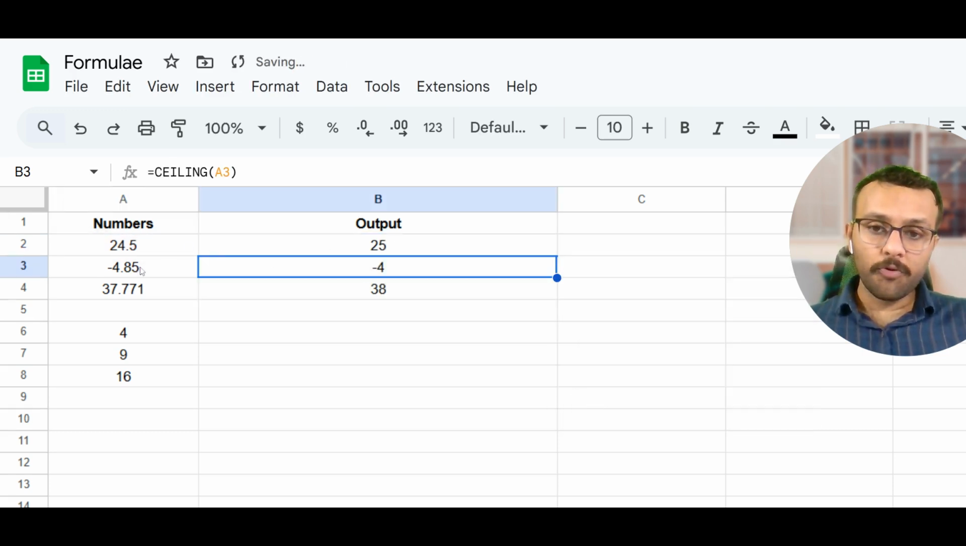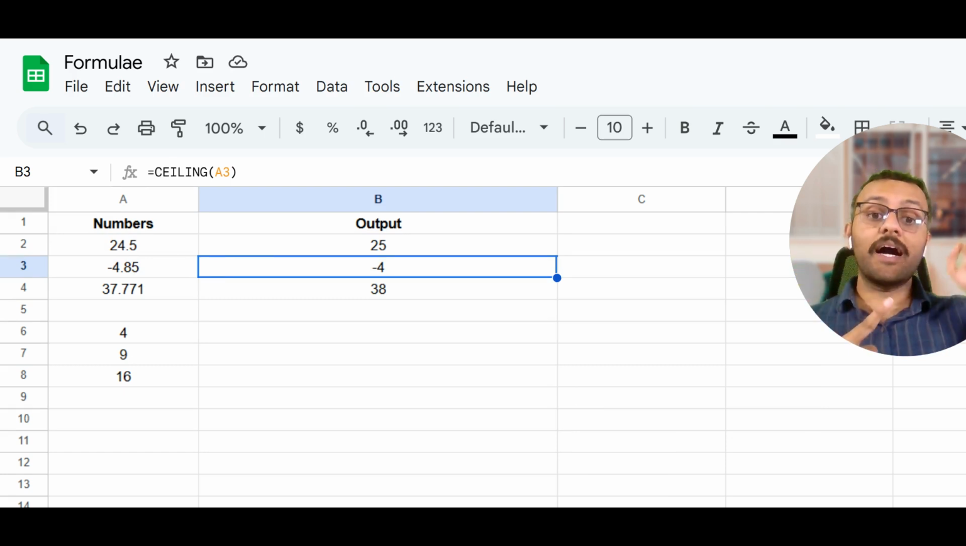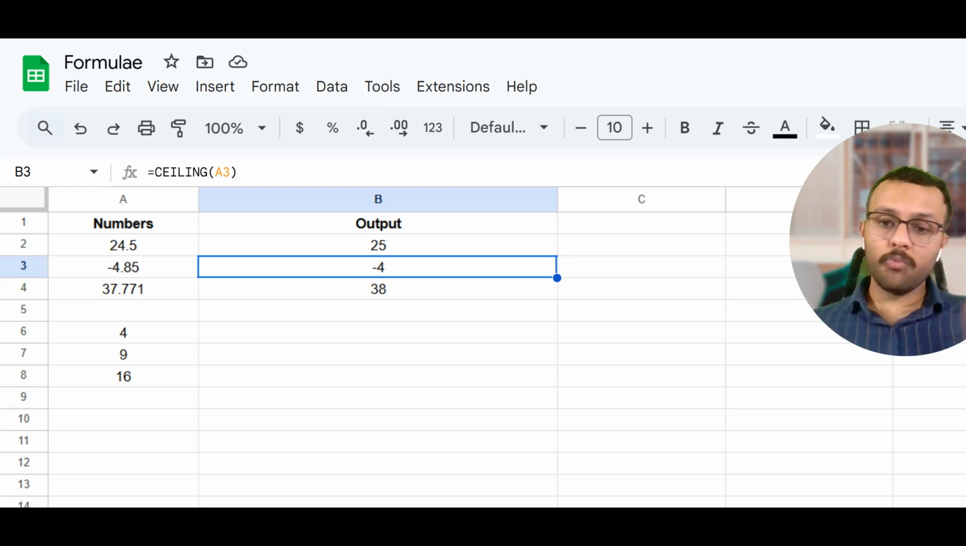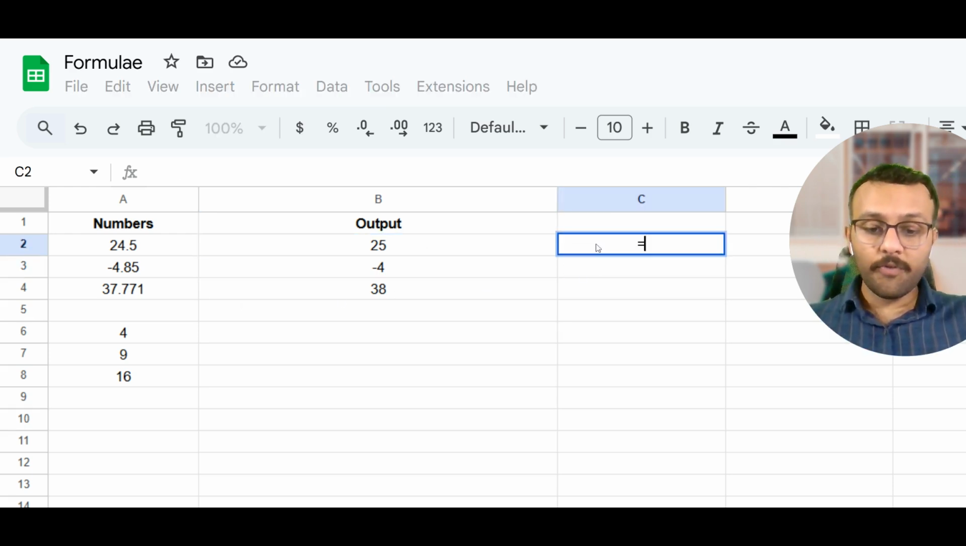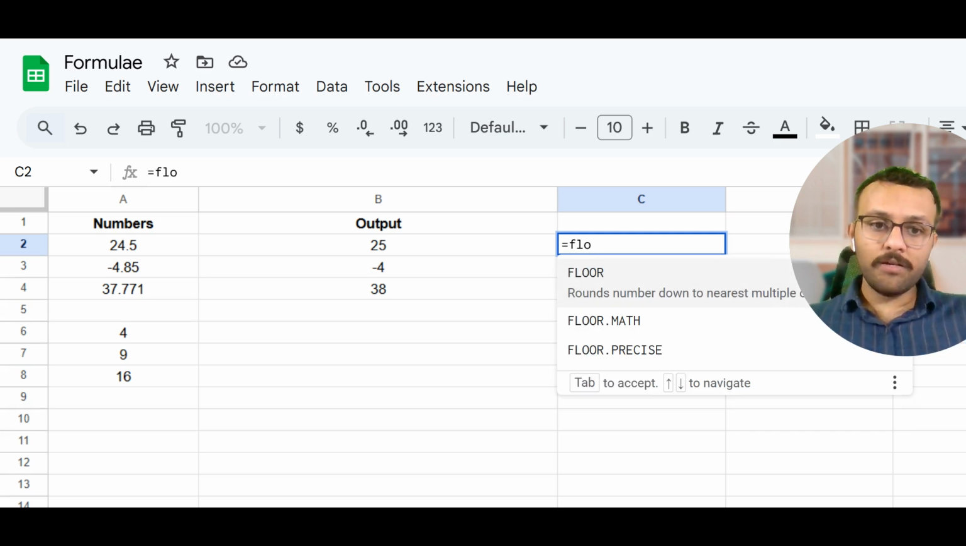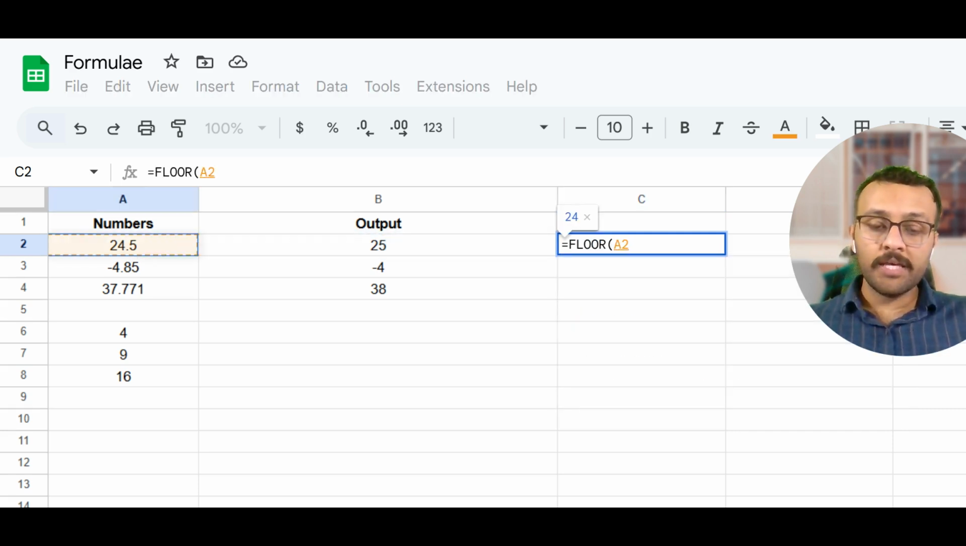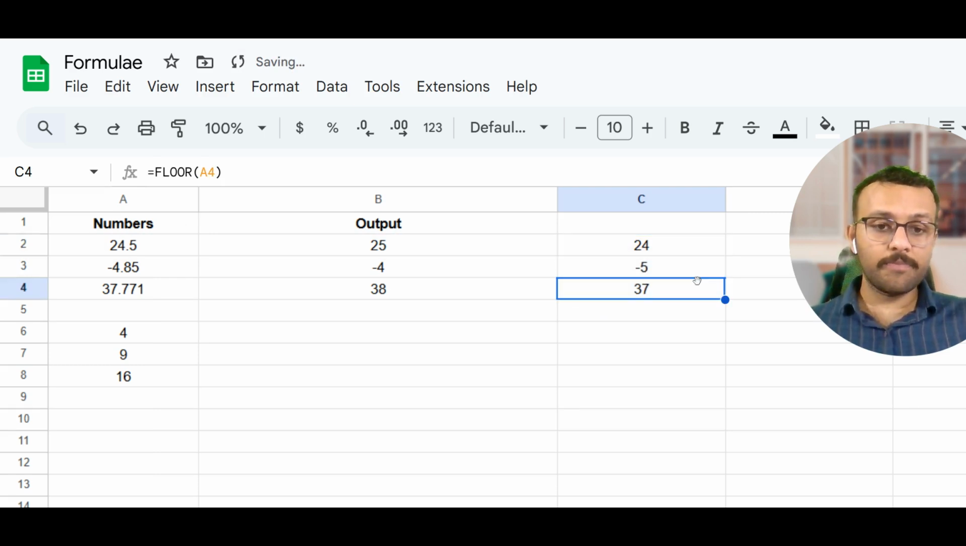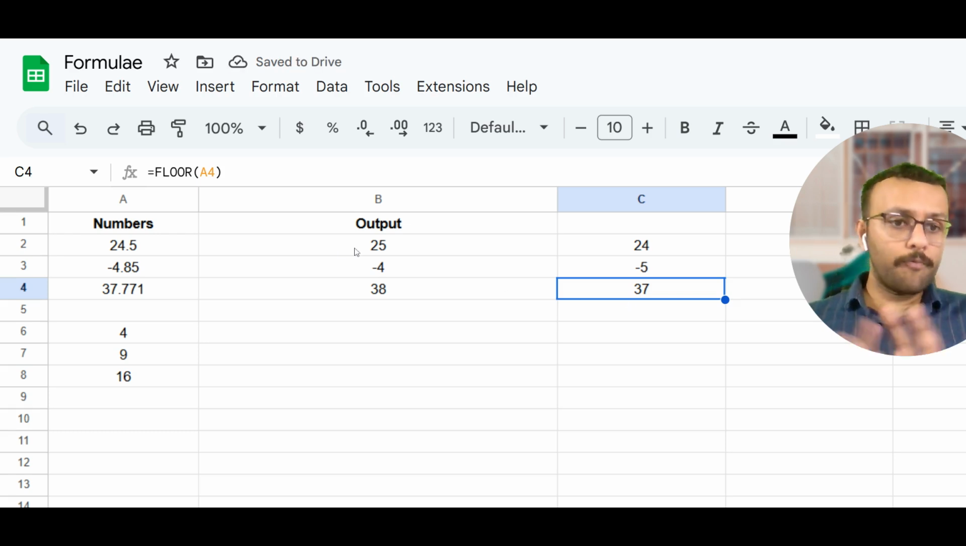For minus 4.85, the next highest number is not minus 5. The next highest number is minus 4. Okay. For 37.771, it's 38, so on and so forth. Now, this was ceiling. Similarly, if I want to do floor, that is the lower one, the names are quite simple. Then this will give 24. This should give minus 5. And this should give 37. That's right. Okay. So floor and ceiling were clear.